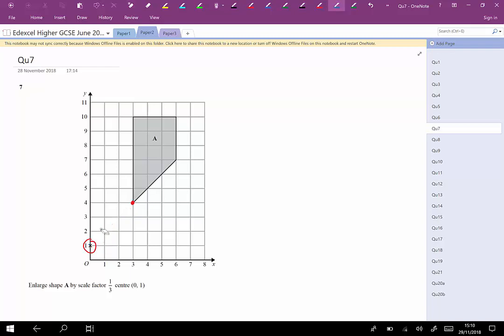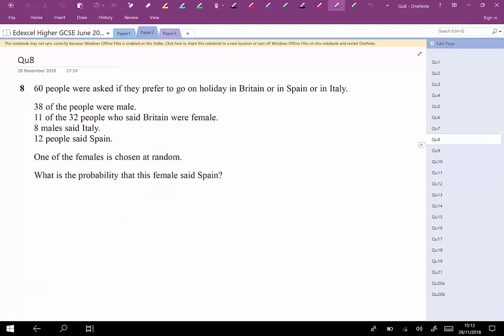So the shape's going to start there. Instead of being 3 up, it's going to be 1 up, 3 across. So that's where we want to see it. Okay? Question number 8. It was all about just arranging that information. 60 people asked if they prefer to go on holiday in Britain, Spain or Italy.